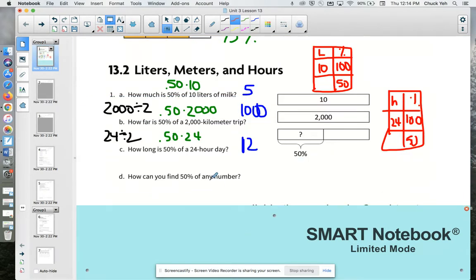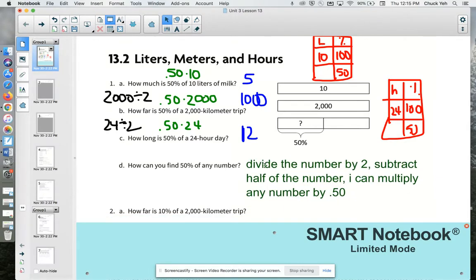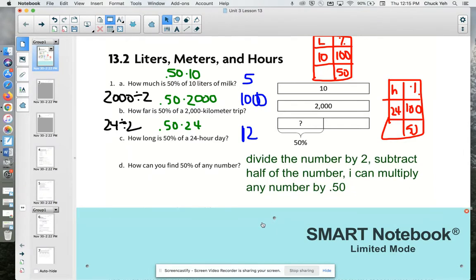How can you find 50% of any number? So it's kind of like what we just did. How can you find 50% of any number? You can divide the number by 2. You can subtract half of the number. You can multiply any number by 0.50. Doing the 0.50 really helps, or whatever the percent is.